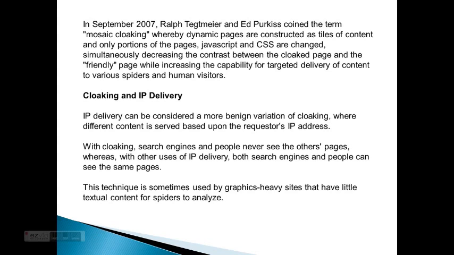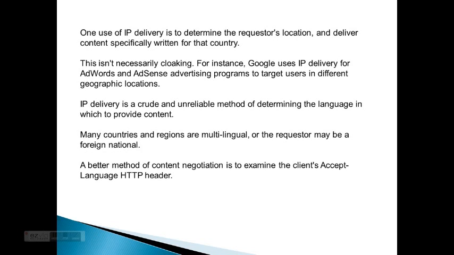IP delivery can be considered a more benign variation of cloaking, where different content is served based upon the requester's IP address. With cloaking, search engines and people never see the other's pages, whereas with IP delivery, both search engines and people see the same page. This technique is sometimes used by graphics-heavy sites that have little textual content for the spiders to analyze. One use of IP delivery is to determine the requester's location and deliver content specifically written for that country.